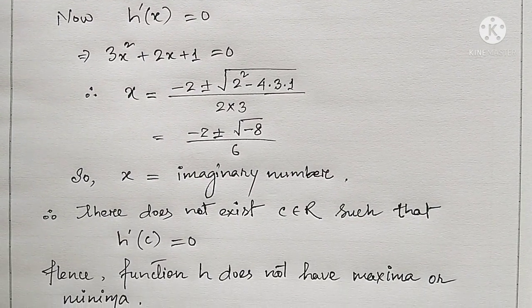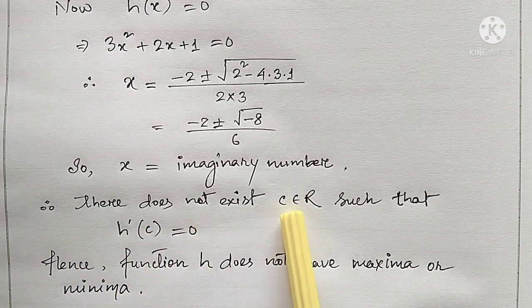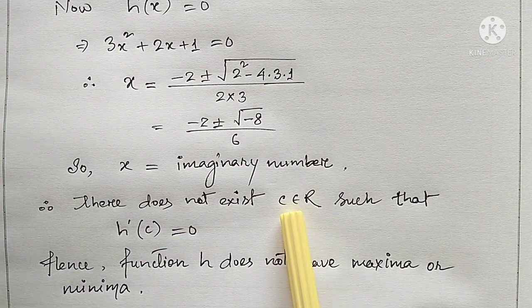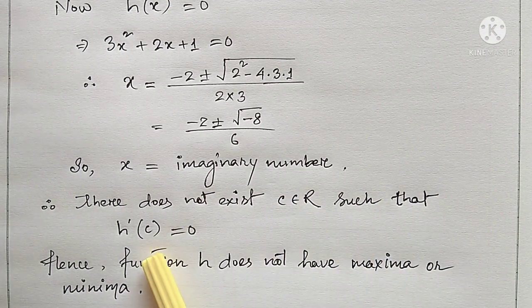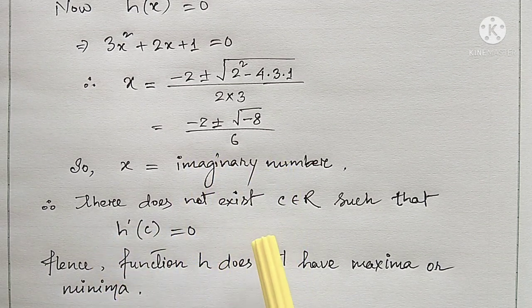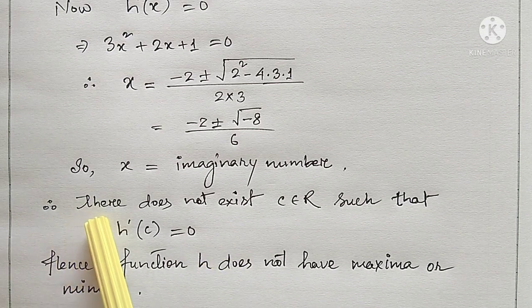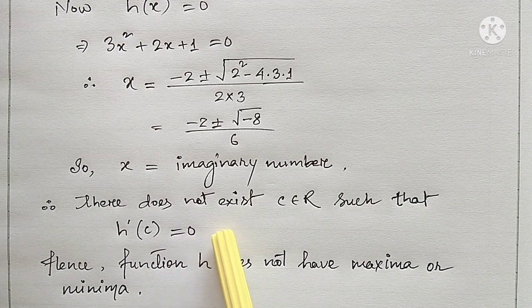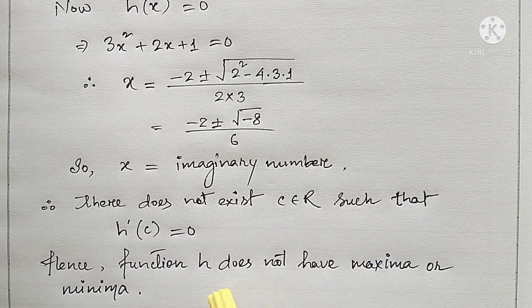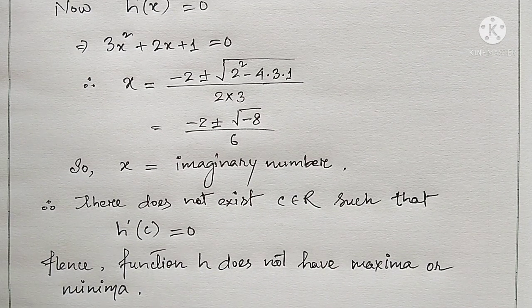You see this one, and finally we write here, therefore there does not exist c belongs to R. C means a real number, which one constant we consider here, such that h dash of c equals 0. Because here what we get? We get an imaginary number. Only for that reason here h dash of c equals 0 is not possible. That's why here written, therefore there does not exist c belongs to R such that. And finally our conclusion is what? Hence function h does not have maxima or minima, because here we get an imaginary number.